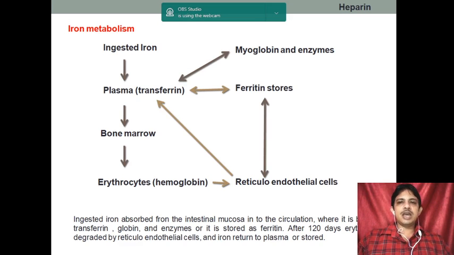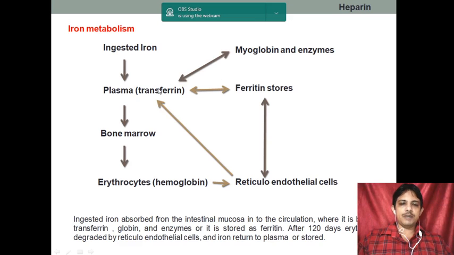Now, if we look at iron metabolism, ingested iron is absorbed from the intestinal mucosa into the circulation, where it is bound to transferrin, a globulin, as well as to enzymes, and it is also stored as ferritin.